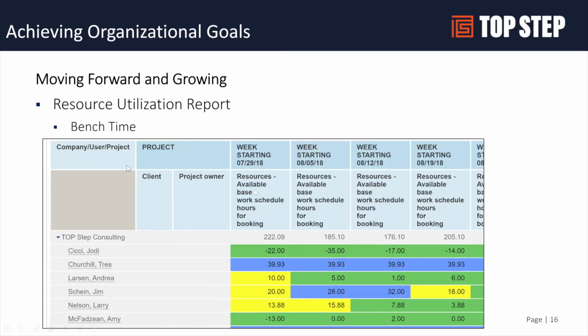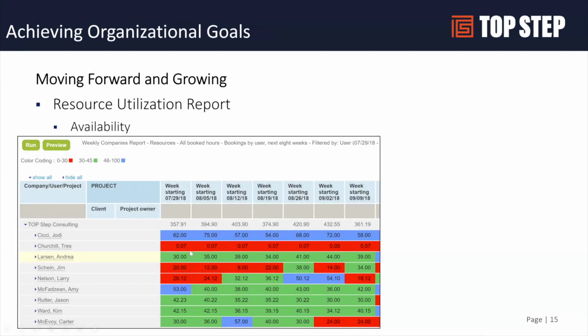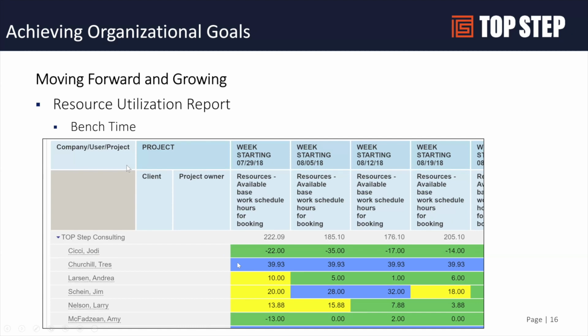There is a value called available base work schedule hours for booking. What this does is it looks at the base work schedule, and then it calculates how much availability folks have. So you'll notice on the previous page, Trey was booked for 0.07 hours here. But if I turn this around and say, show me availability, he's got 39.93 hours available for these weeks.